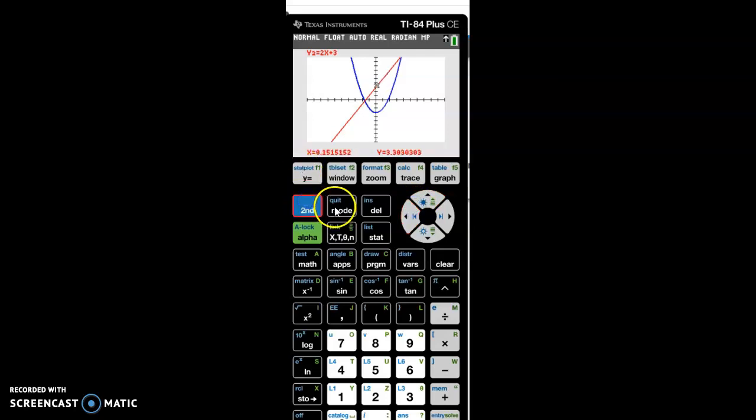That's different than just, some of you maybe when you press graph, just using your toggle buttons and saying, oh, I'm going to try to find it by just moving the cursor. That gives you a little bit more of a specific answer.